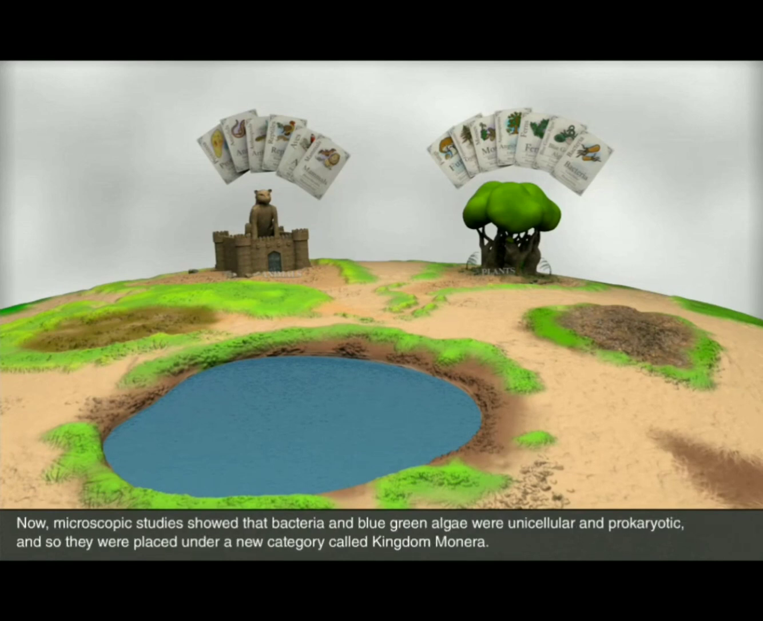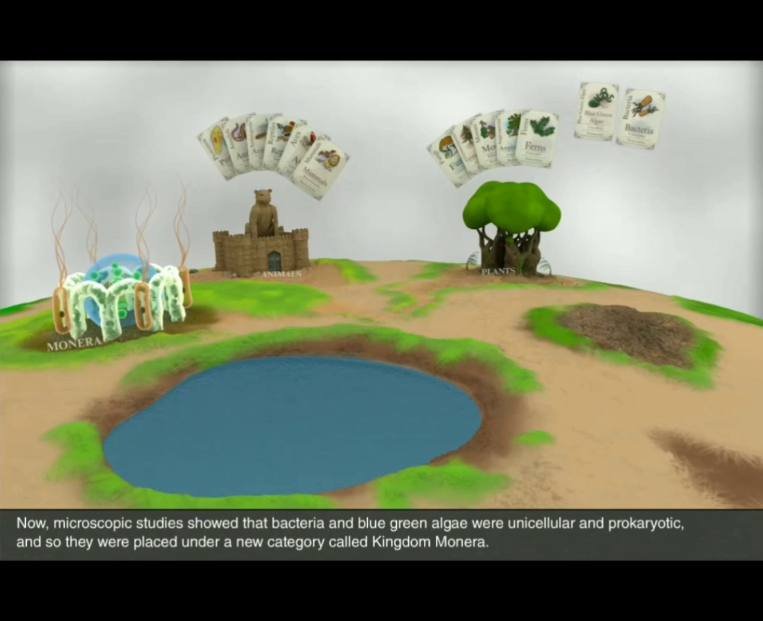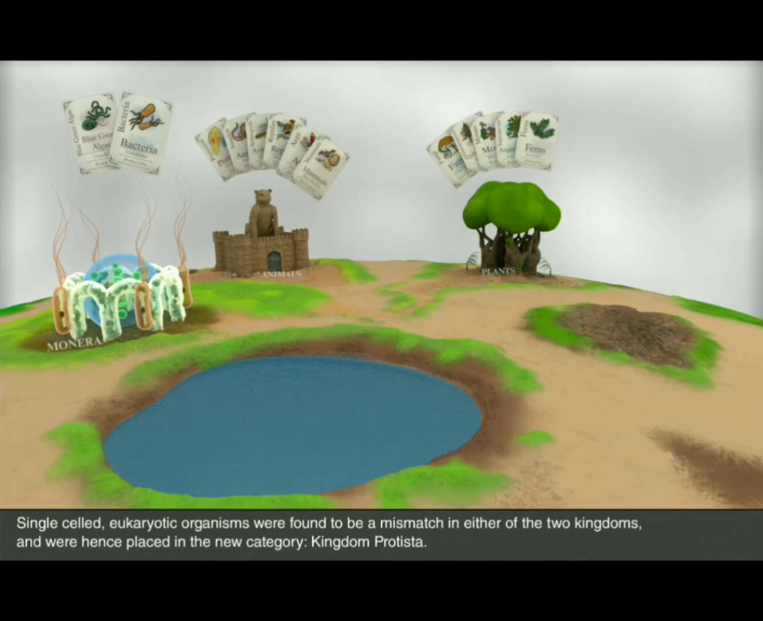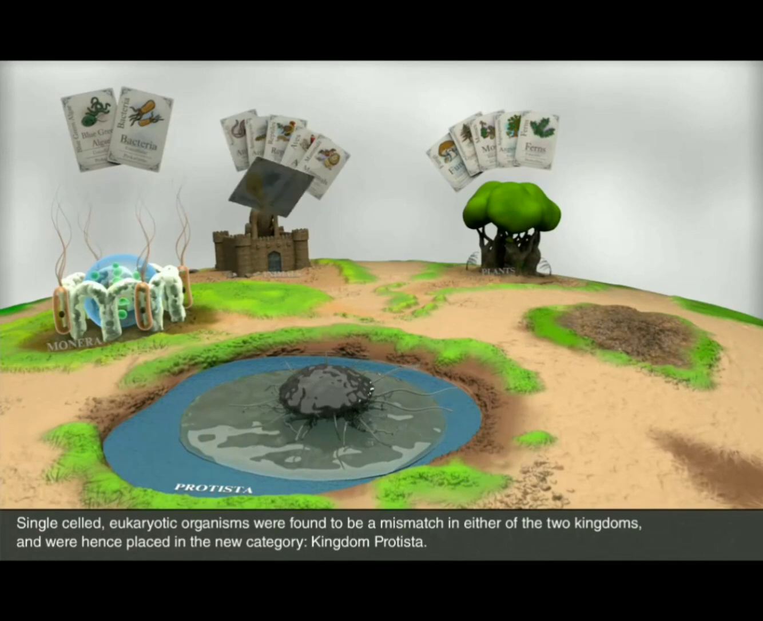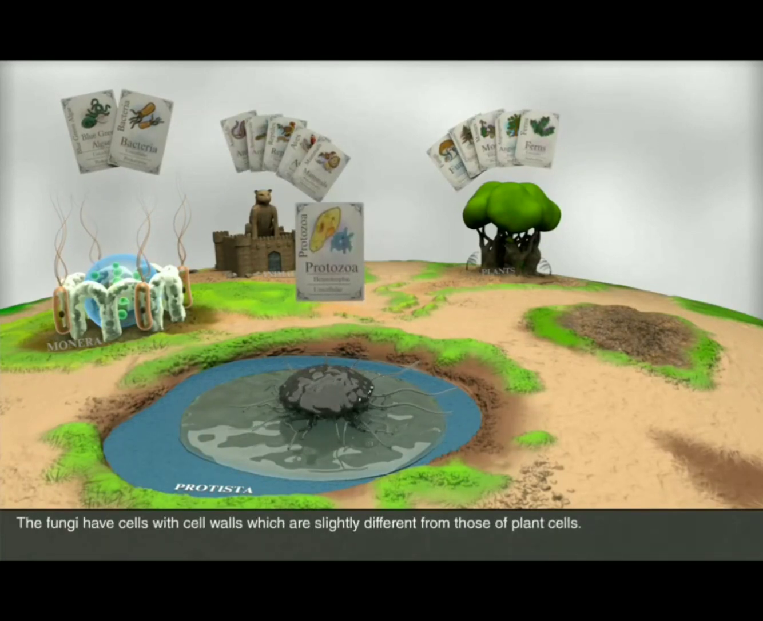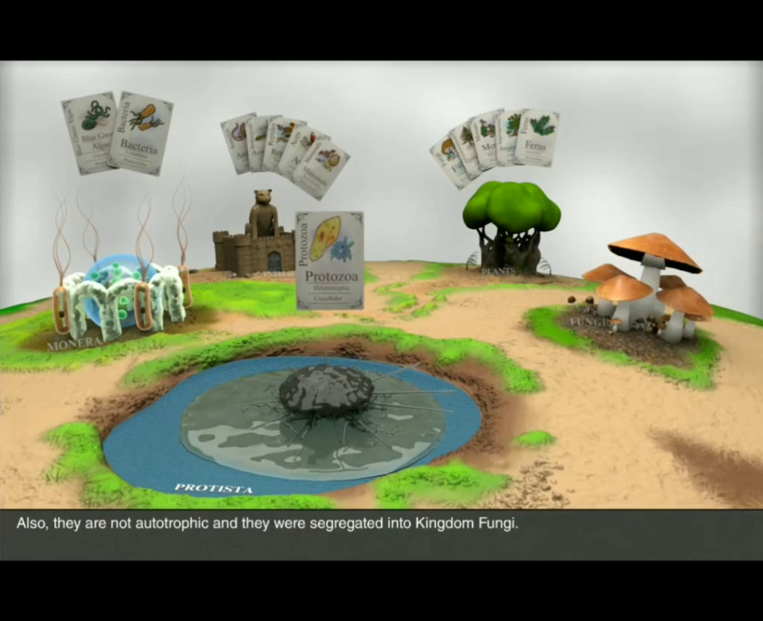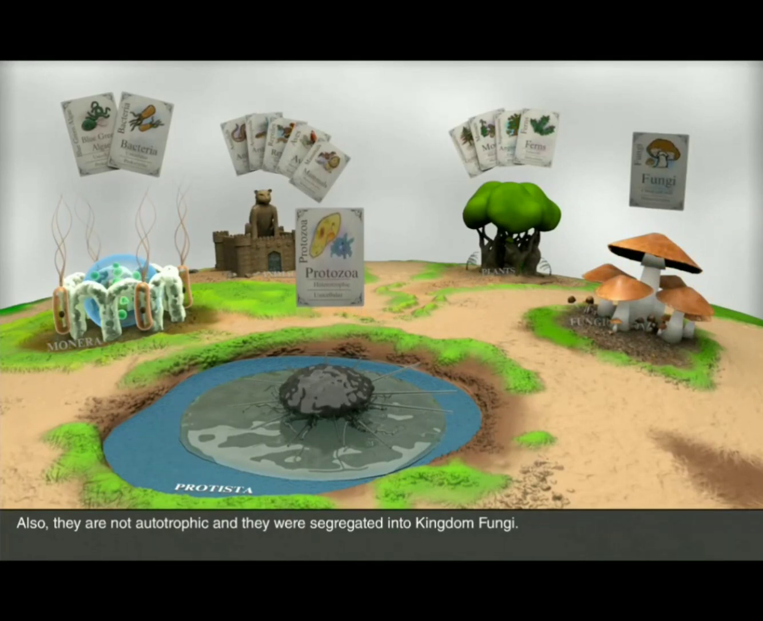Now, microscopic studies showed that bacteria and blue-green algae were unicellular and prokaryotic, and so they were placed under a new category called Kingdom Monera. Single-celled eukaryotic organisms were found to be a mismatch in either of the two kingdoms, and were hence placed in the new category Kingdom Protista. The fungi have cells with cell walls, which are slightly different from those of plant cells. Also, they are not autotrophic, and they were segregated into Kingdom Fungi.